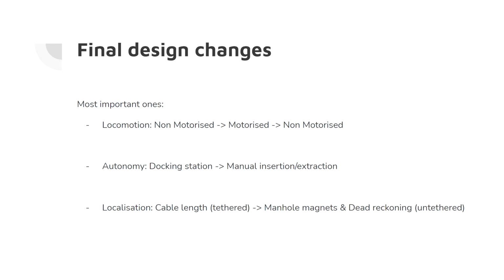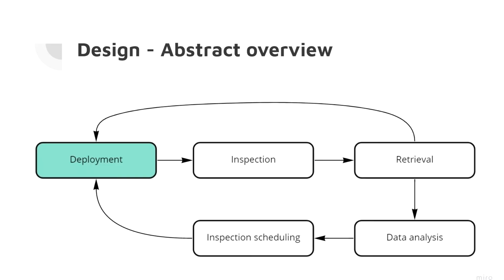Regarding autonomy, we went from a docking station to manually inserting and extracting the ball. This was because we could not justify the cost of permanent docking stations when inspections took place only once a year maximum. Regarding localization, we went from using the cable length to determine the location of the ball to manhole magnets and dead reckoning. This was because of stricter ball location accuracy requirements and complications with the tethered system.